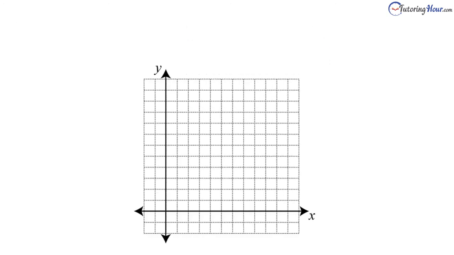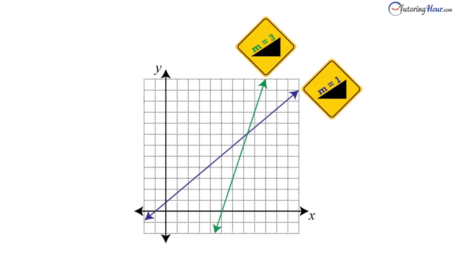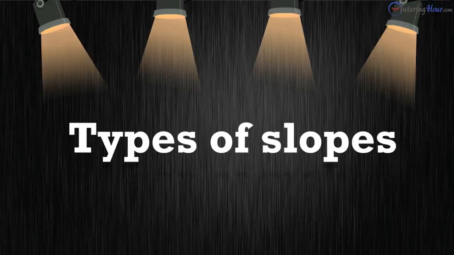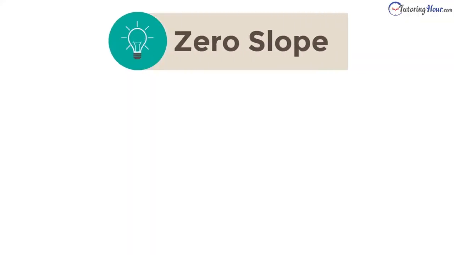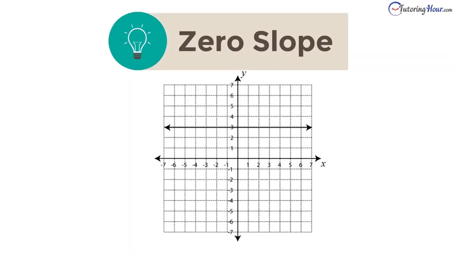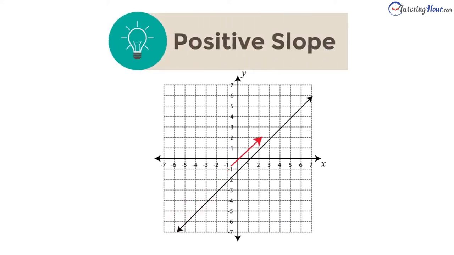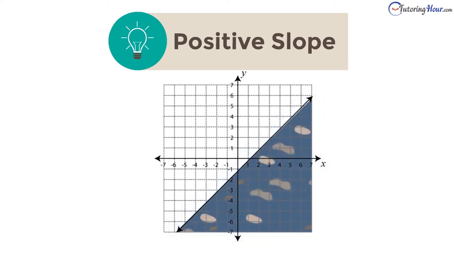The measure of the slope determines its steepness. The greater the measure, the steeper the slope is. Let's take a quick look at the different types of slopes. Starting with the 0 or flat slope indicated by this horizontal line. The line is increasing if it goes up as you move from left to right.